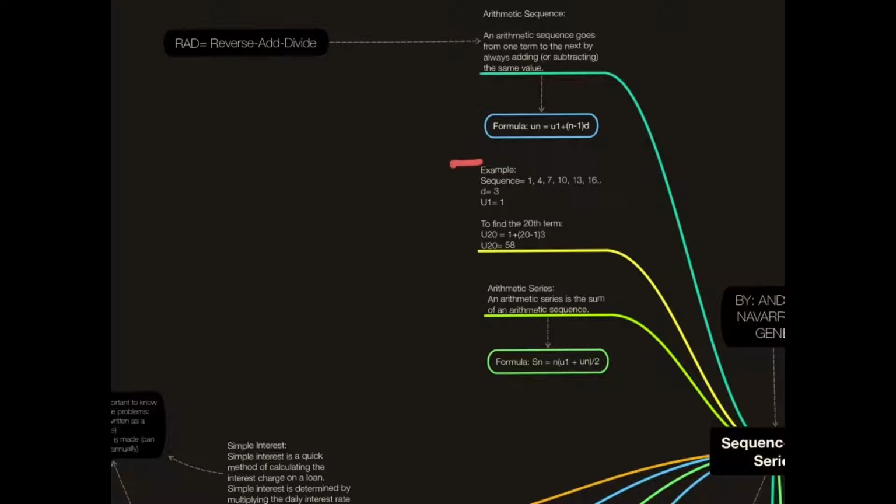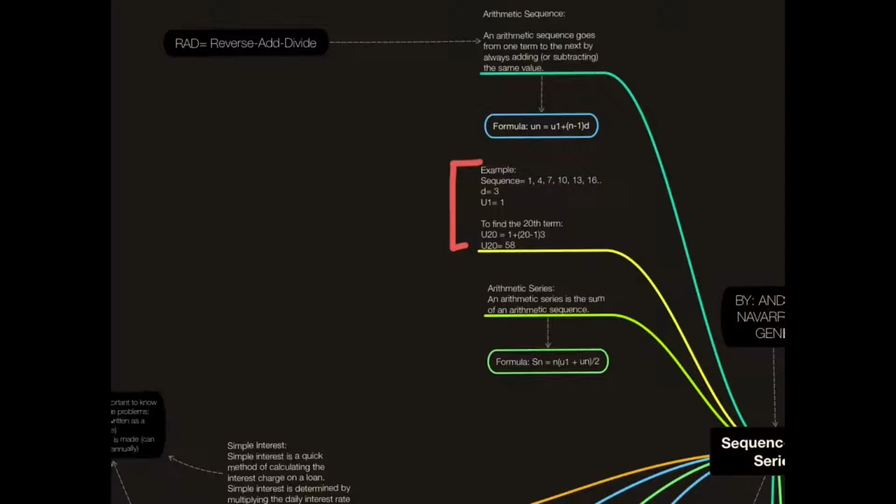Now we find an example on an arithmetic sequence. The sequence is the following: 1, 4, 7, 10, 13, 16. This means d is equal to 3 and u1 is equal to 1. To find the 20th term, use the formula and replace the values. In this case, the new formula will be u20 equals 1 plus 20 minus 1 times 3. So u20 will be equal to 58.